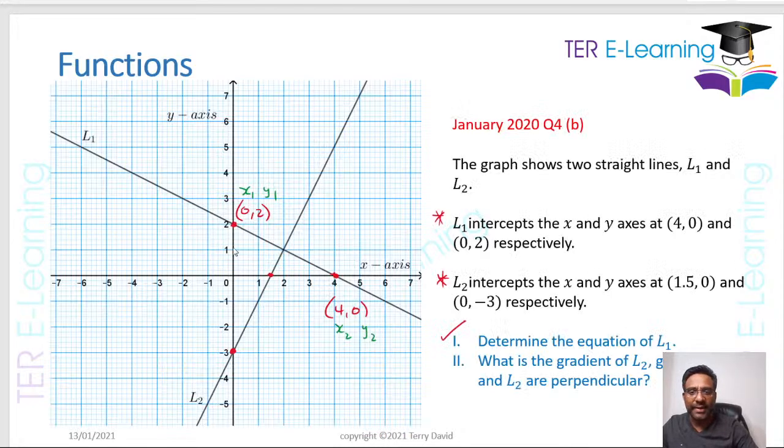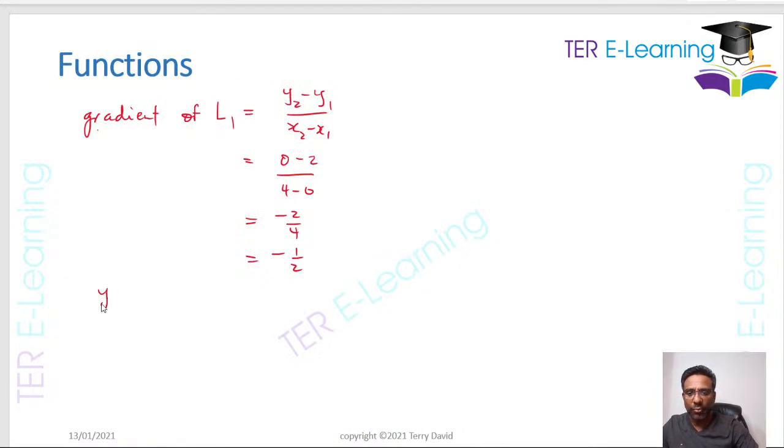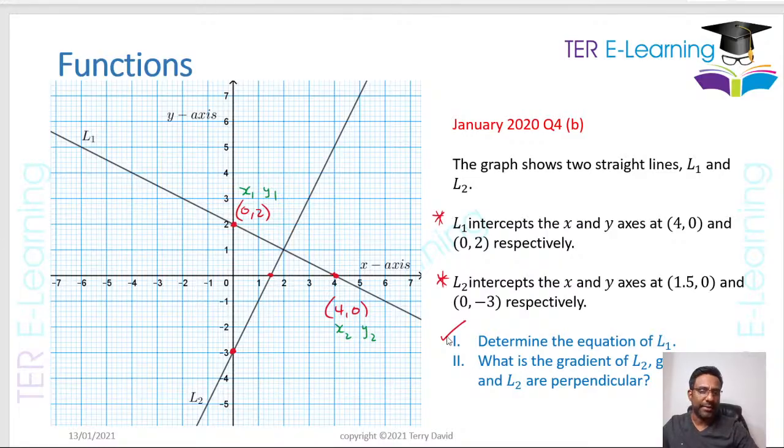But we already can tell from the graph that the y-intercept is 0, 2. So my y-intercept is 0, 2. So the equation of L1, there's nothing there to work out. We can say the equation is y equals minus a half x plus 2. Because look, this is my y-intercept here. So that's my answer for the first part, the equation of L1. That's part 1 here.